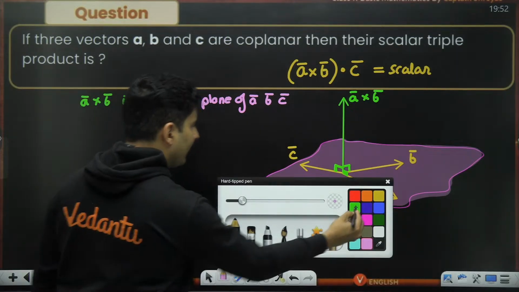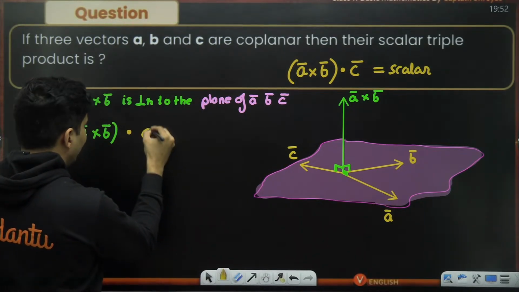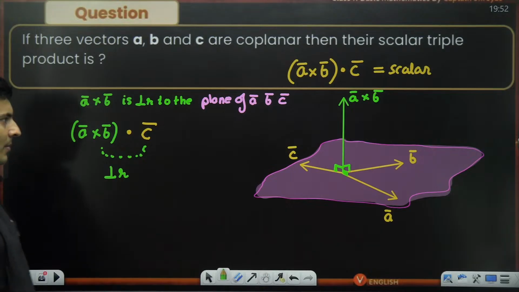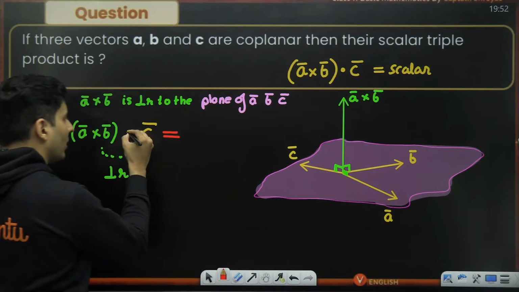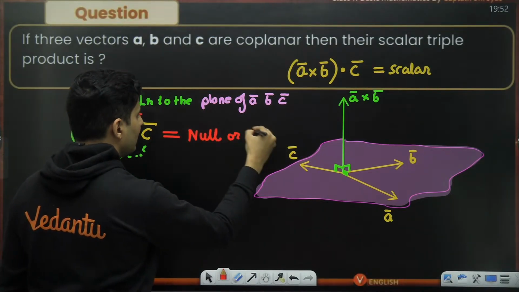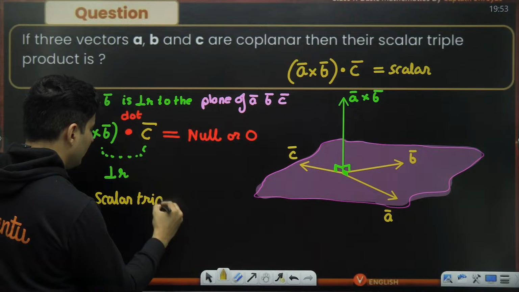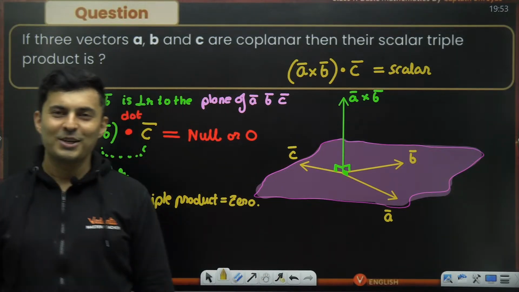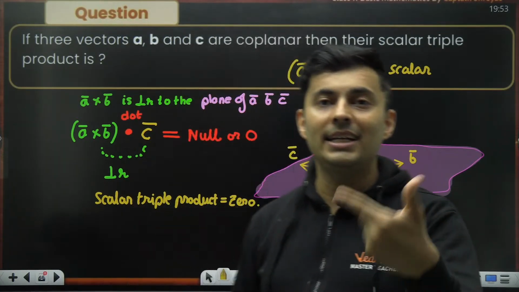Okay. Now, if you take A cross B, dot product it with a vector C, we know that these two are perpendicular to each other. A cross B is perpendicular to C. So what will happen when the vectors are mutually perpendicular? Their dot product will always be zero. That means their scalar triple product will be zero. Therefore, their scalar triple product is zero. That is the answer. So whenever three vectors are coplanar, you will see their scalar triple product is zero. That is also a coplanarity test.